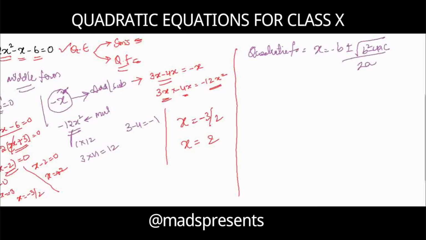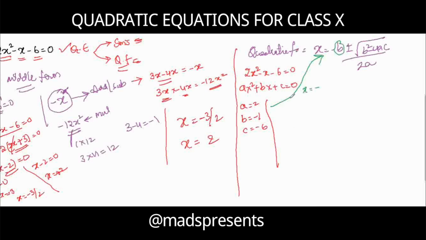Then simply substitute. So what is our given equation? Our given equation is 2x square minus x minus 6 is equal to 0. Compare with the standard form ax square plus bx plus c is equal to 0. If you compare, you get a is equal to 2, b is equal to minus 1, and c is equal to minus 6. These are the values I got from this. Now simply substitute in the formula.